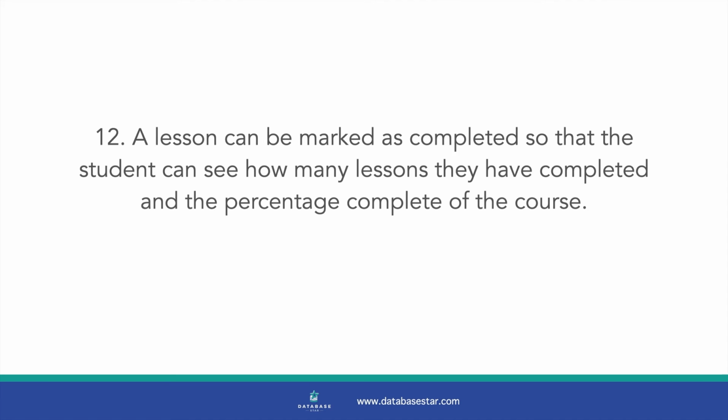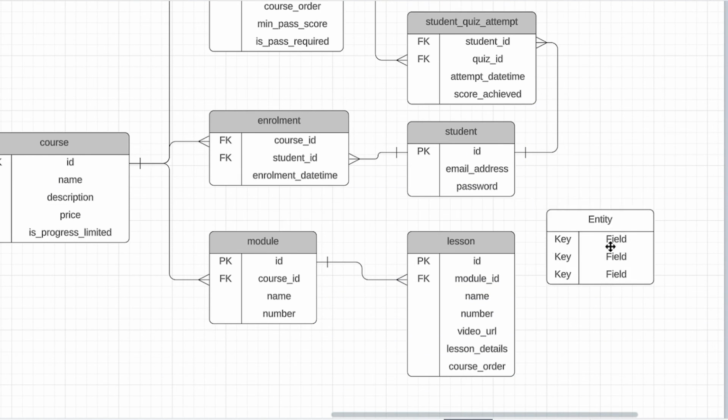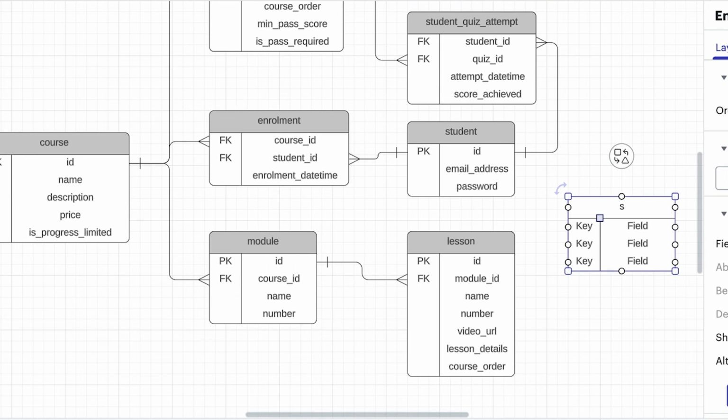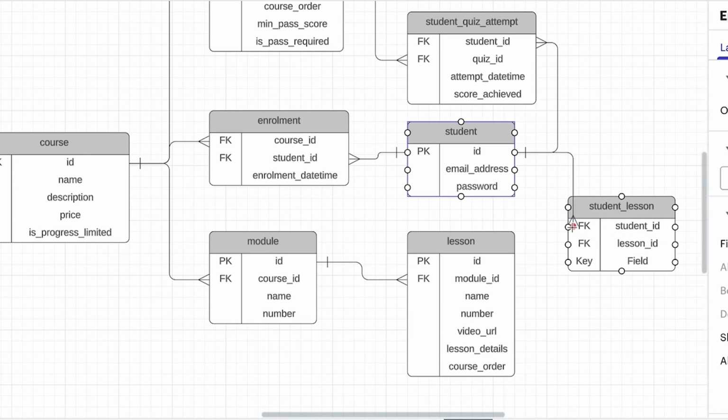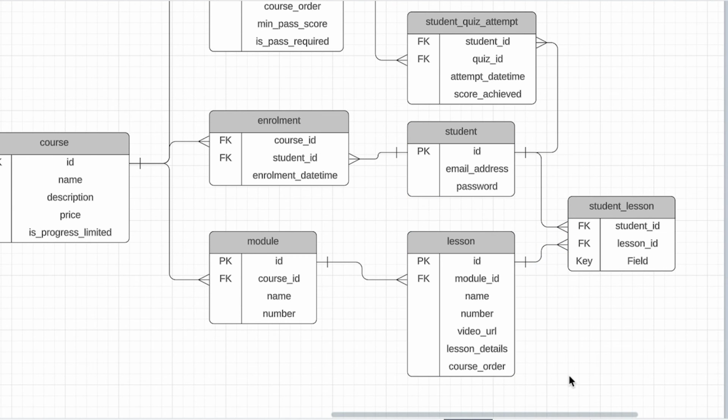Requirement 12 says that a lesson can be marked as completed, so that a completion percentage can be calculated. To capture this, we need to add a table to record the concept of a student taking and completing a lesson. We'll call it student lesson. We add the foreign keys from both tables. How do we capture the fact that a lesson is completed? We could do this in a few ways. We could insert a record into the table when a lesson is completed, and the presence of a record can be used to calculate the completion percentage.